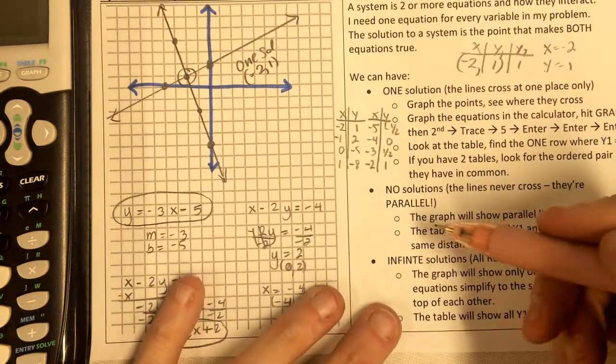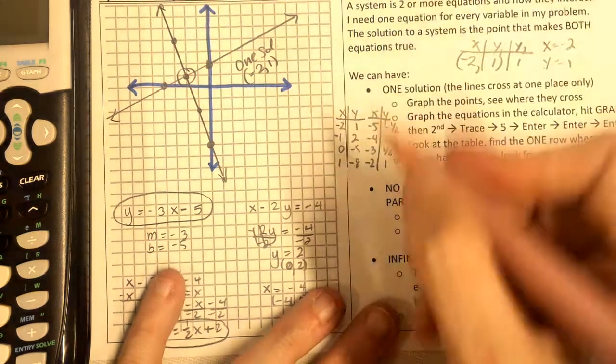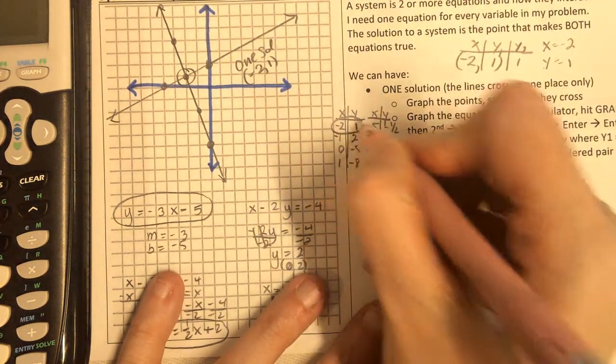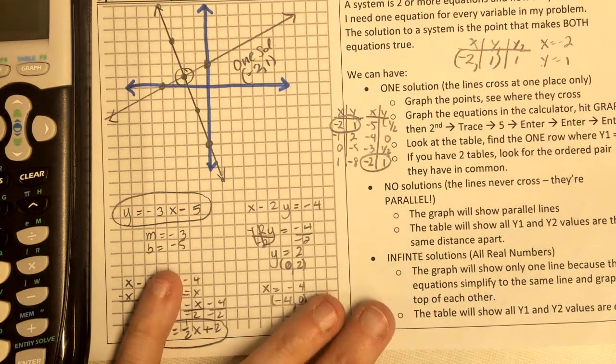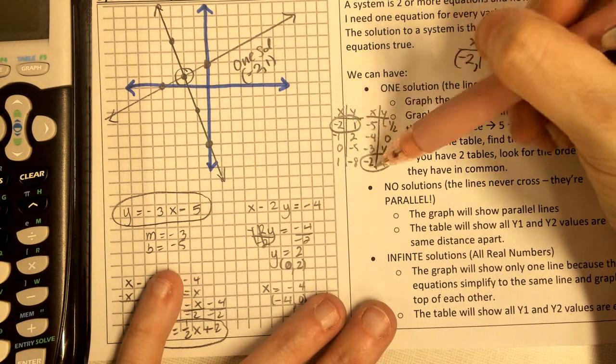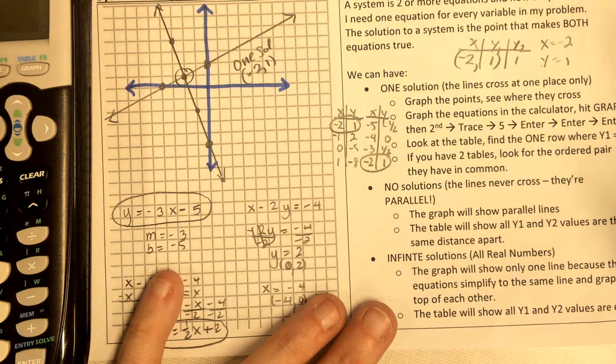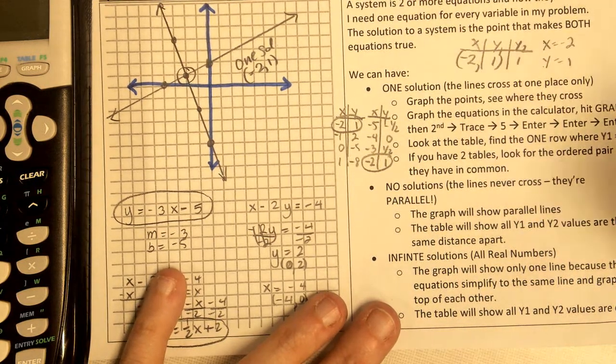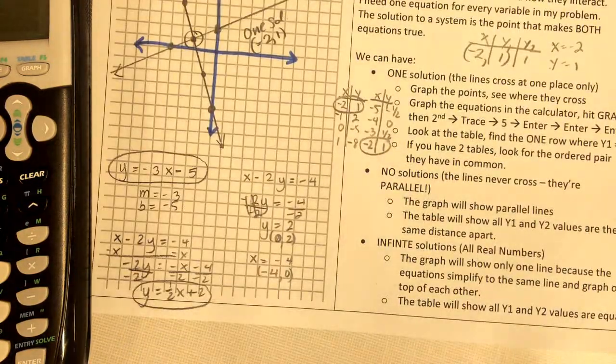Well, I've got 2 tables. So in this case, I'm going to look for the ordered pair they have in common. Well, they both have a negative 2, 1, which means that the ordered pair that both of these have in common is negative 2, 1. That's how we find it by graphing. Okay? That's one solution. So one solution is the most complicated one.